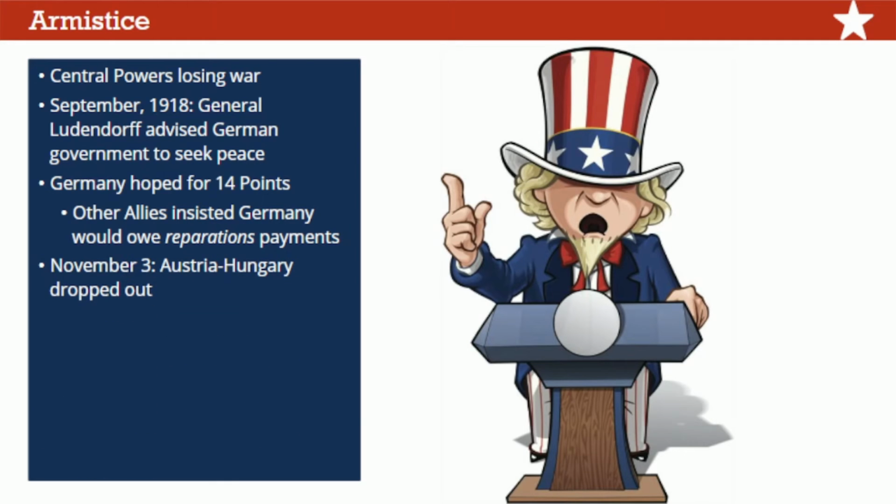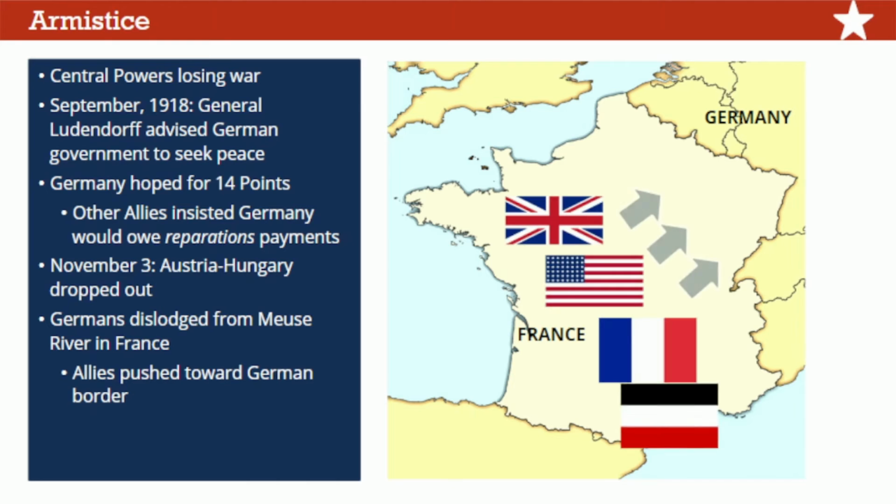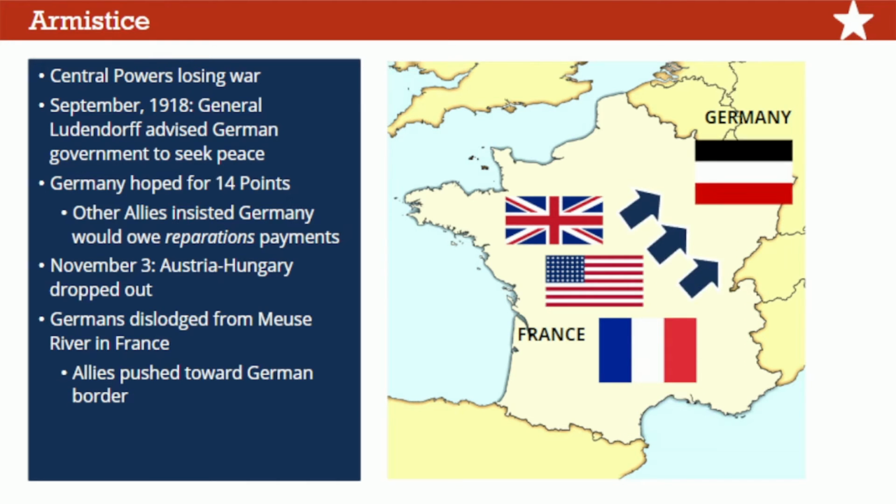On November 3rd, Austria-Hungary, Germany's main remaining ally, dropped out of the war. By that time, the German army had been dislodged from its positions along the Meuse River in France. German survivors retreated to the north and east. For the entire war, the battles of the Western Front had been fought on French soil. Now, the Allies were pushing back in the other direction, toward Germany's border.